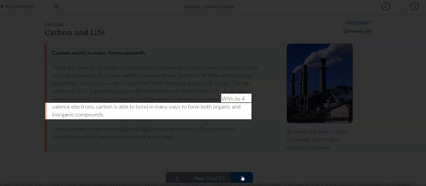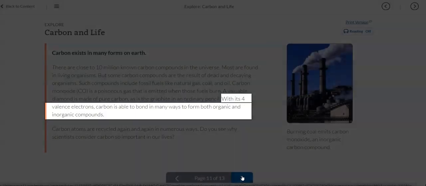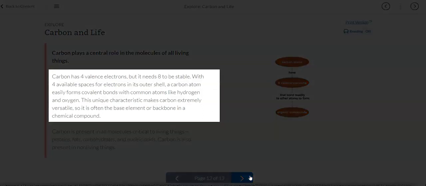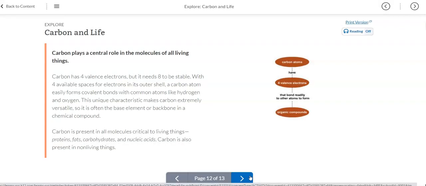With its 4 valence electrons, carbon is able to bond in many ways to form both organic and inorganic compounds. Carbon plays a central role in the molecules of all living things. Carbon has 4 valence electrons, but it needs 8 to be stable. With 4 available spaces for electrons in its outer shell, a carbon atom easily forms covalent bonds with common atoms like hydrogen and oxygen. This unique characteristic makes carbon extremely versatile, so it is often the base element or backbone in a chemical compound. Carbon is present in all molecules critical to living things: proteins, fats, carbohydrates, and nucleic acids.